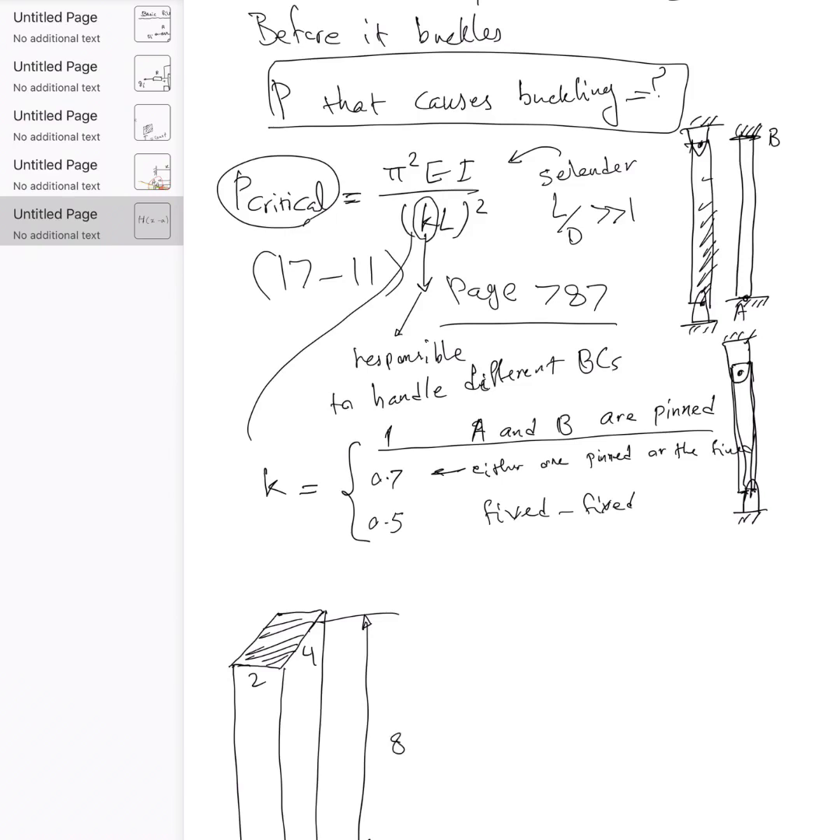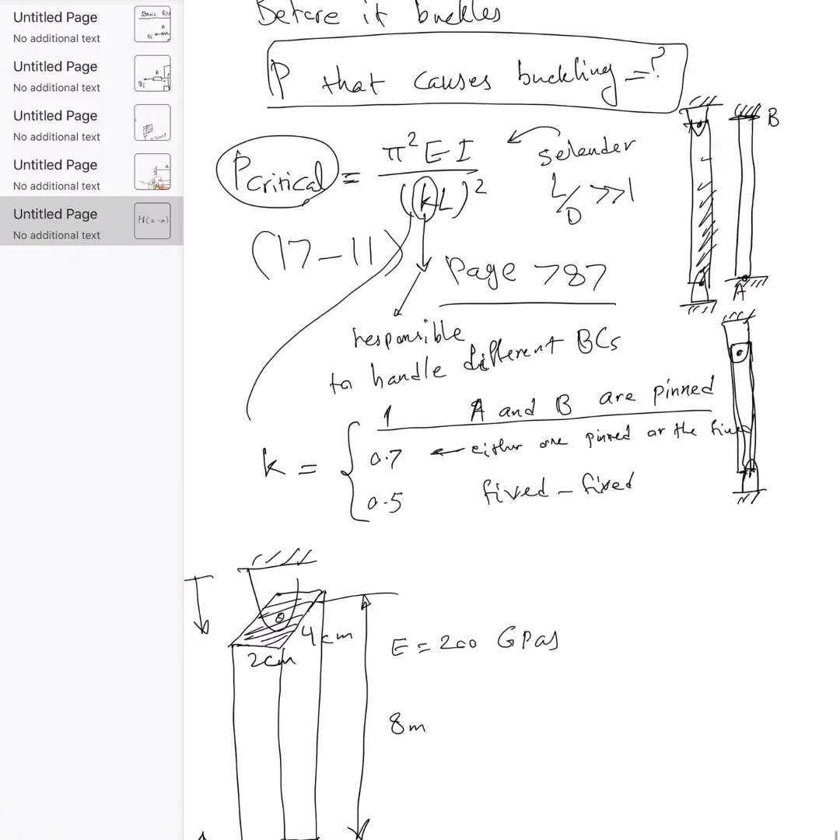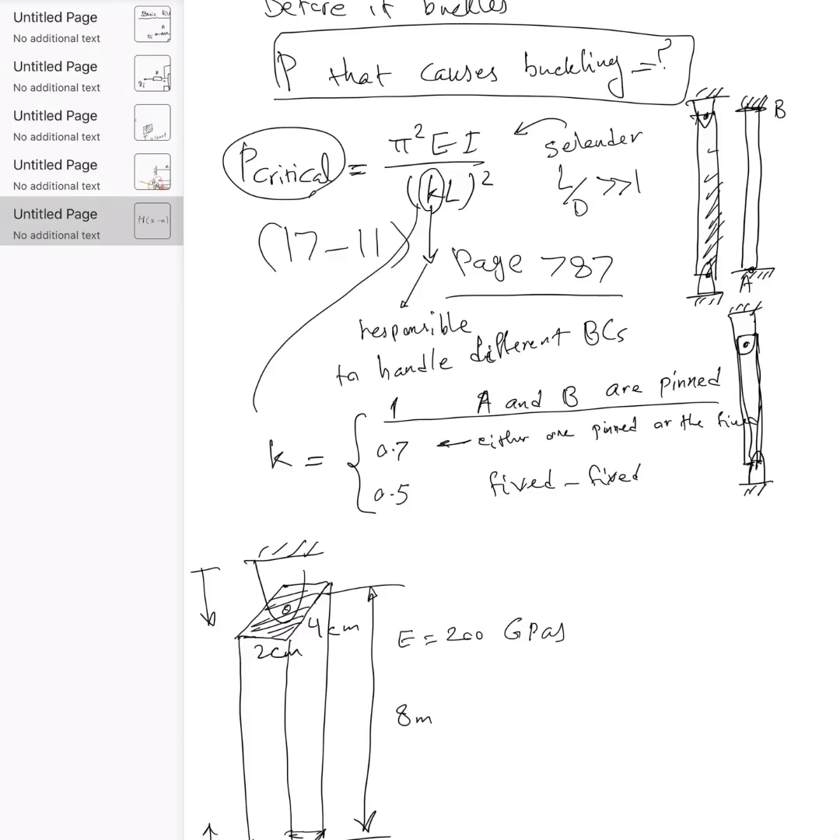Don't forget that if this is in centimeters, you have to convert it to meters. And E is given as 200 gigapascal, the Young's modulus of elasticity, and this is a pin. So you have one pin here and another pin here, and these two pins actually move together. That means you have an axial load on it. And then the question is, at what point does it start to buckle?